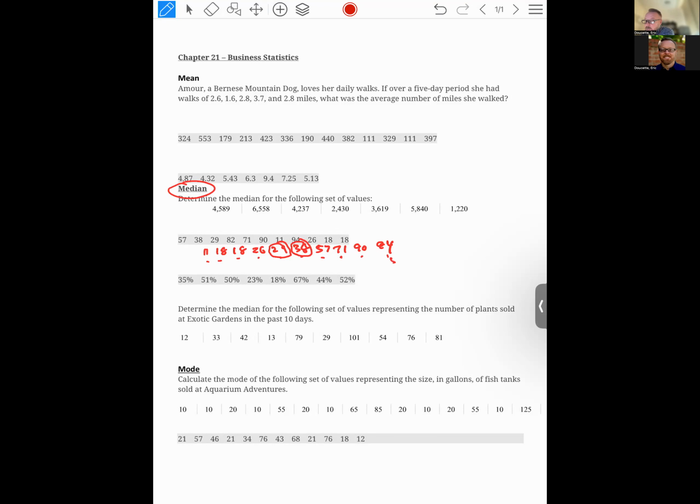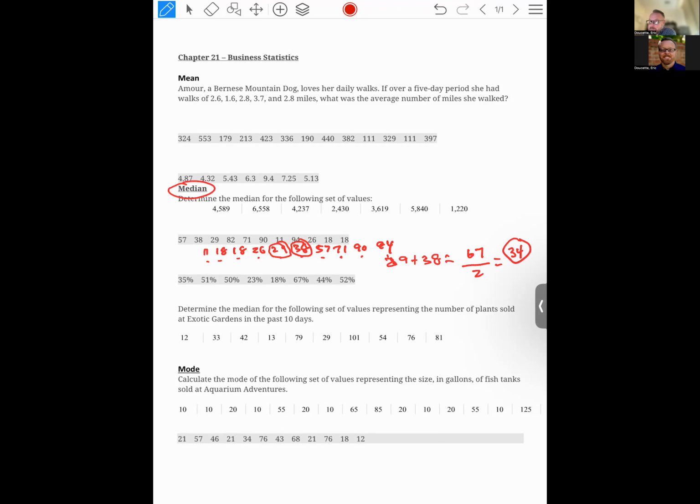So I have to take 29 plus 38 and add those together, and that comes out to 67. And then I need to divide that by 2. That gives me my true median. So 67 divided by 2 comes out to 34. So 34 is the true median of that number set. Mean is the average, median is the middle.